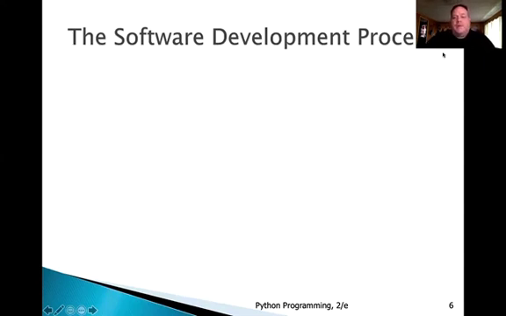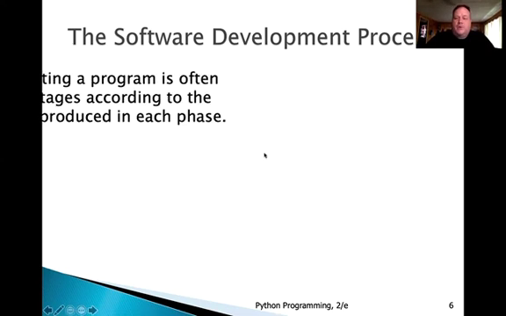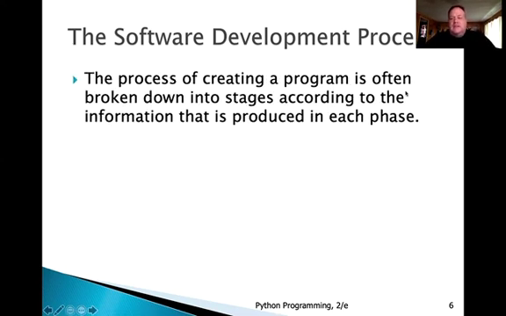So the software development process is something that you're going to go through repeatedly this semester. And the software development process includes several components. The first is how we break down our programs into stages, so that we can decide which information is going to be produced for each phase. So we think about the steps.